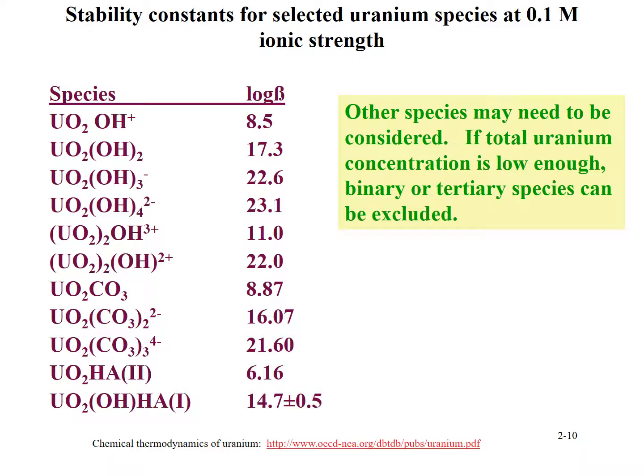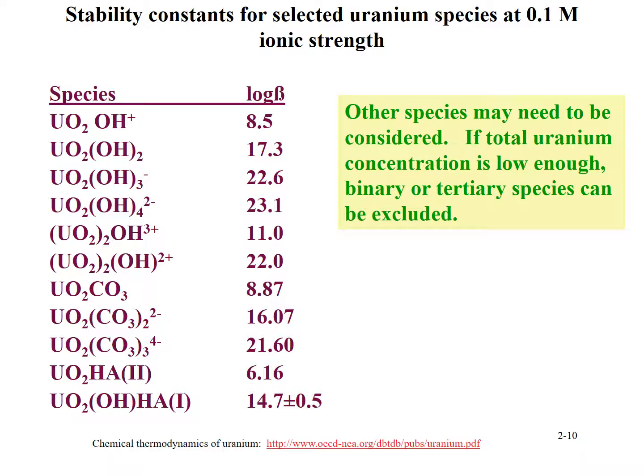Lucky for us, there are extensive databases available that can provide complexation constants for a number of species. And here are listed some of the relevant complexation constants for the uranium species that we've discussed. So here are the hydroxides, here are the carbonates, here are the humic acids. A lot of this data is available for uranium from the Chemical Thermodynamics of Uranium. The link is listed here. The link is also on the web page.